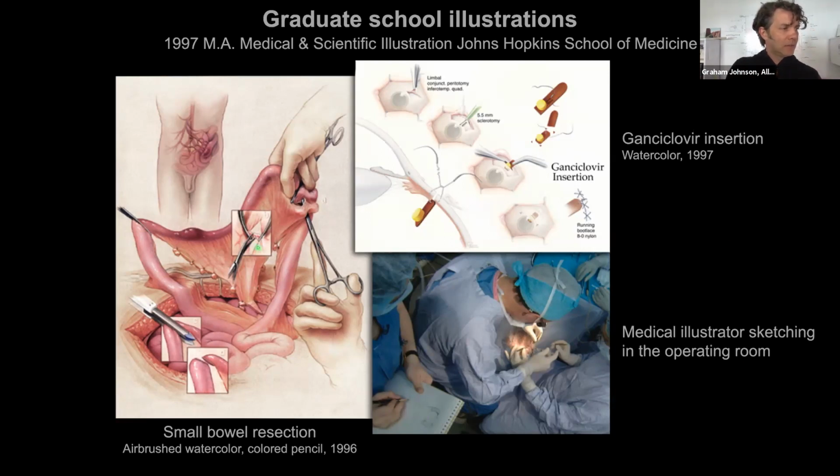So in this case, this is a color pencil illustration I did with some airbrush showing how to remove a cancerous section of the small intestine, and a piece showing how to insert a drug into the eye that is harmful to the liver, so they have to put it directly in the eye. The eye has a blood-brain barrier, or an eye-brain barrier, so that drug can't get out of the vitreous humor of the eye and hurt the liver.